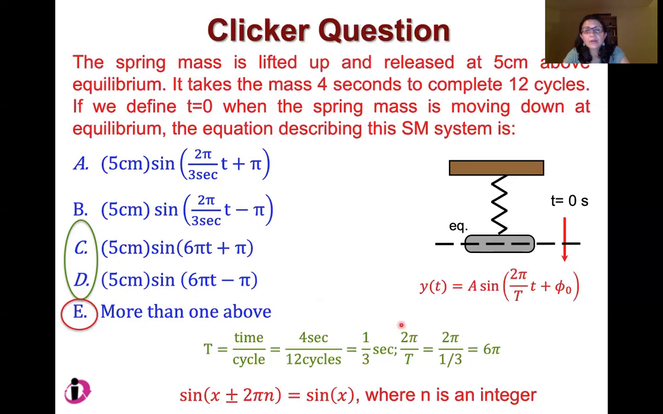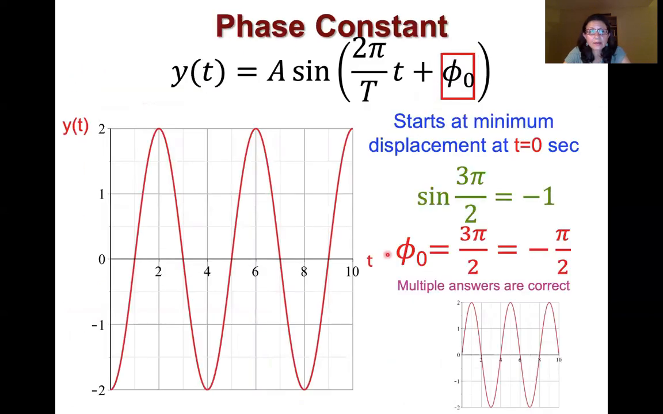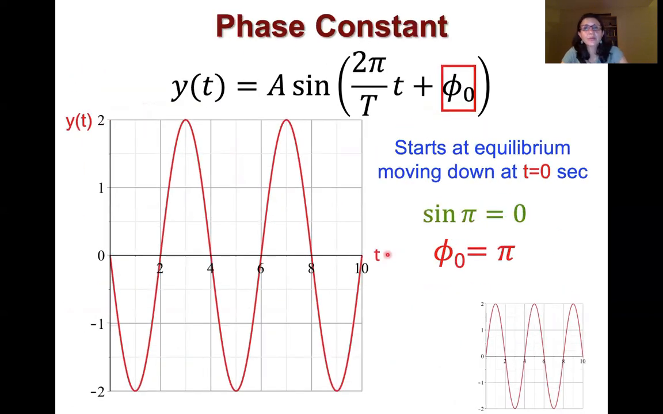Okay, so now what we want to think about is the actual phase constant. Let's go back a little bit. This has to do with the phase constant when our starting position was our spring mass at equilibrium and moving down. And what we argued is that the solution for that is pi, because we're shifting our axis, starting our wave basically half a cycle later, which is exactly pi.